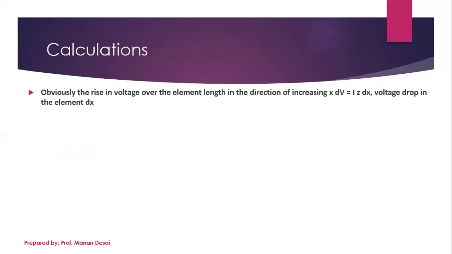Now, the rise in voltage over the element length in the direction of increasing x, dV, is equal to I Z dx, the voltage drop in the element dx. So we can conclude the first equation: dV by dx is equal to Z into I.